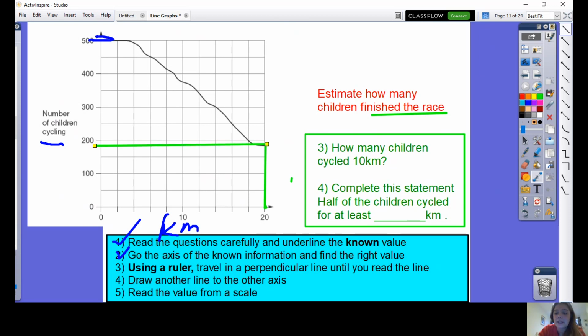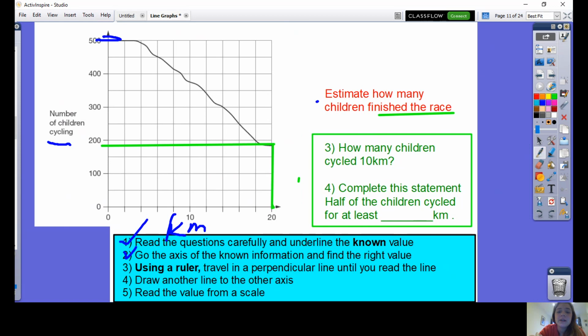Now I need to read that scale. For this one, it's asked me to estimate, so that means it's not expecting a completely exact answer. We can't see lots of tiny increments, so it doesn't have to be perfect, but it has to be sensible. That's 100, that's 200, this would be 150. You can sort of imagine where the increments would be. I would say that I would be happy if we had any guess between 175 and 185. For me, I'd probably go with 180 there.